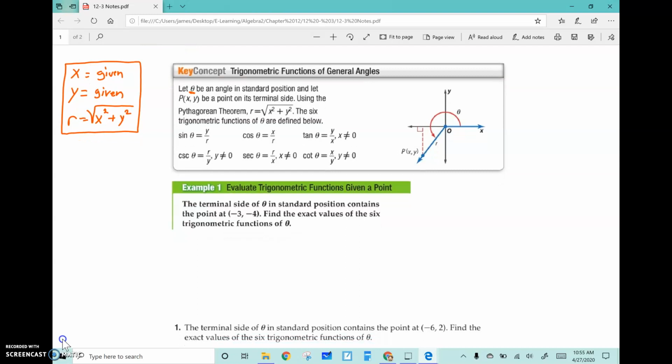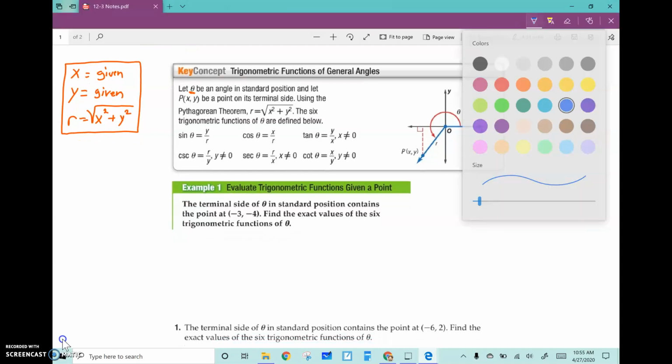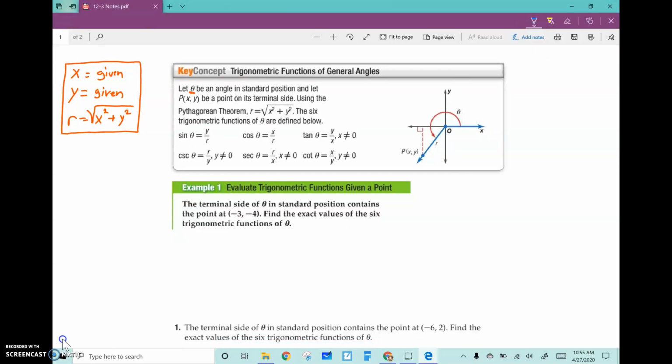Okay, they've given you already what X and Y are. And here's X and there's your Y. All right, so I know off the top that X is going to be -3 and Y is going to be -4. Now I just need to find what R is. And I'm going to use this formula we used up here to find out what R is. So R is going to equal this.